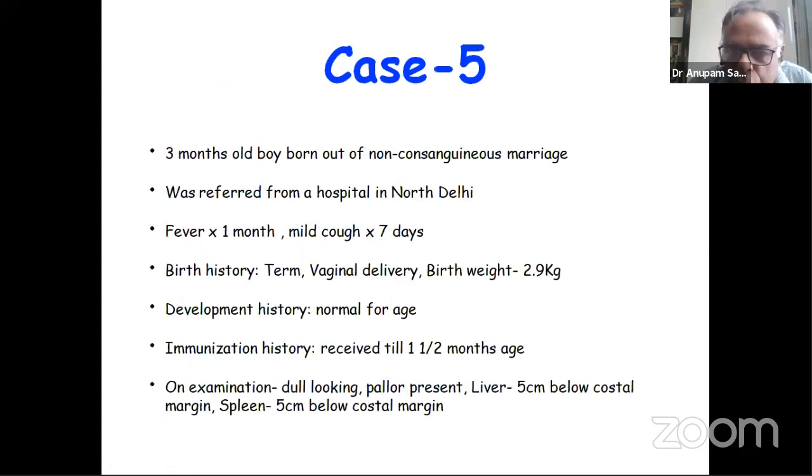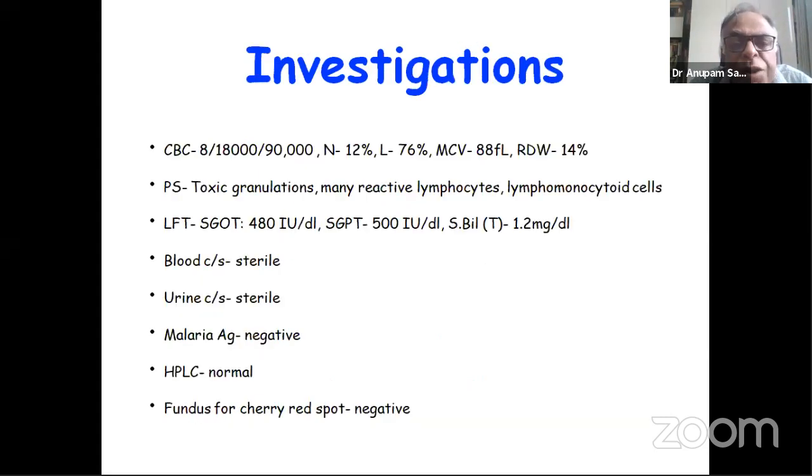Okay, case 5 is a 3-month-old boy born out of non-consanguineous marriage, referred from a hospital in North Delhi with fever for 1 month and mild cough for 7 days. Birth history: term vaginal, birth weight 2.9 kg, developmental history normal, immunization received till 1.5 months of age. On examination, dull looking, pallor was present, liver was 5 centimeters below costal margin, spleen was 5 centimeters below costal margin. CBC showed hemoglobin of 8, count 18,000, 90,000 platelets, neutrophils 12%, lymphocytes 76%, MCV and RDW within the normal range, toxic granules, many reactive lymphocytes, lymphomonocytoid cells. LFT showed SGOT, SGPT 480, 500, and bilirubin was 1.2.